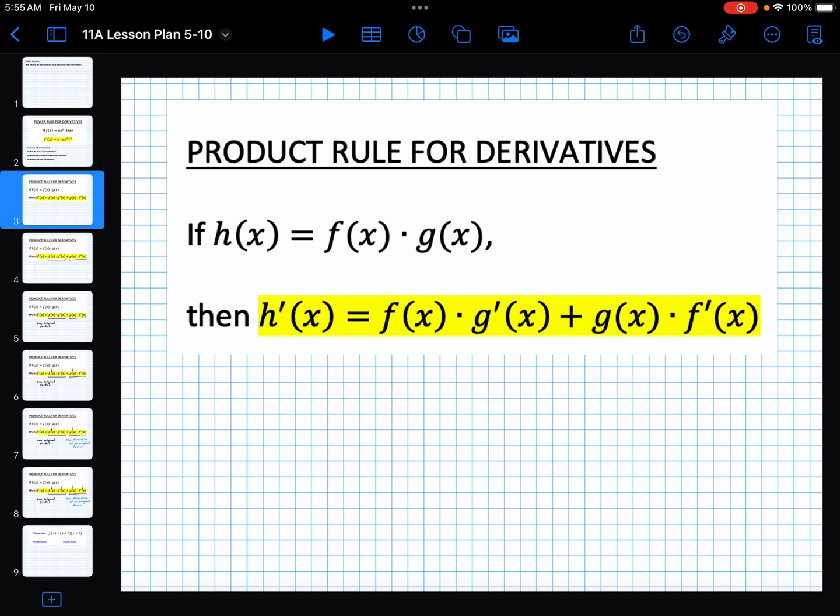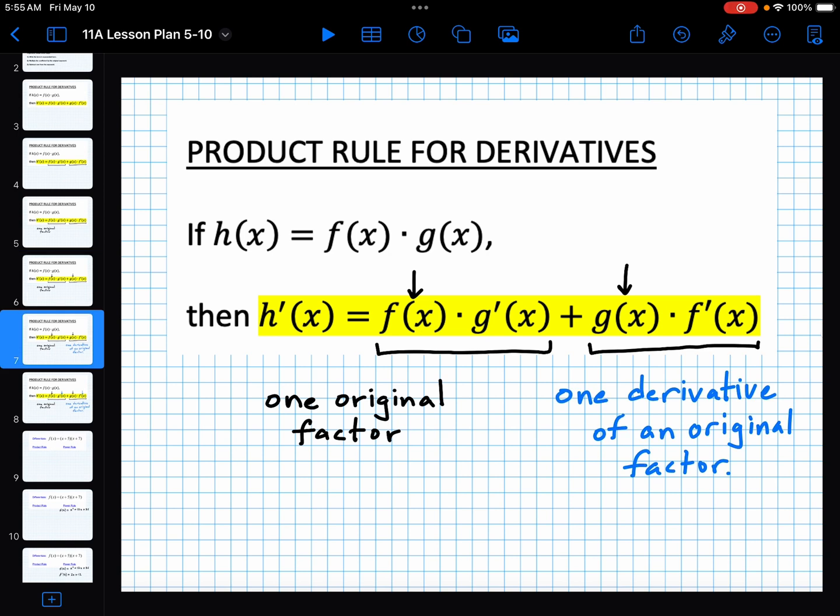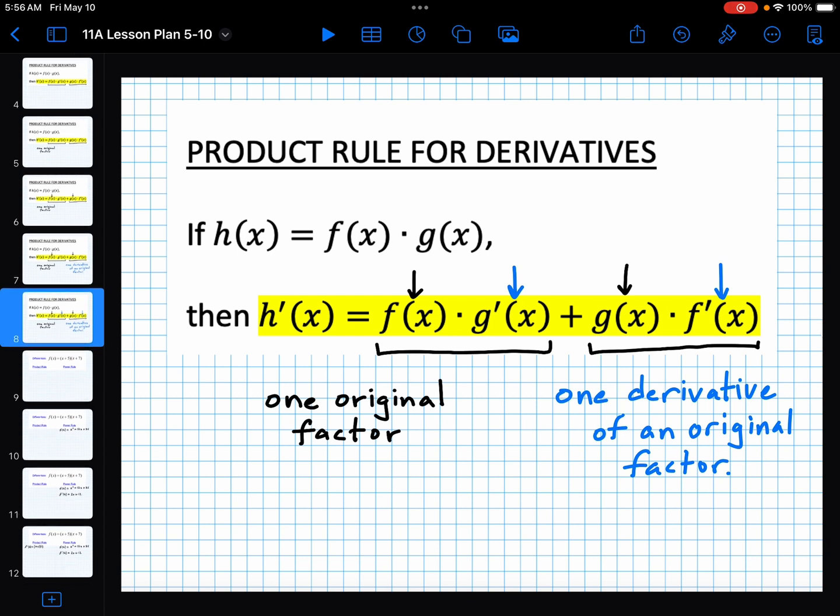When you find the derivative using the product rule, instead of a product of two factors, you get a sum of two terms. Each of the terms in your sum contains one of the original factors. In this case, the first term has f of x, the second term has g of x. Each of the two terms also contains one derivative of an original factor. The first term has g prime of x, and the second term has f prime of x. So obviously you have to use derivative rules to find those g prime and f prime parts of these terms, but it's not that hard to do.